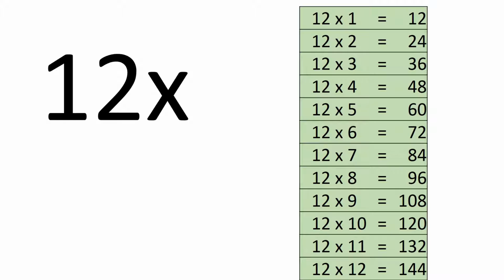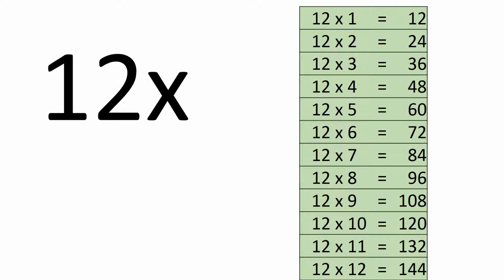And an even dozen for our last number, number 12. 12 times 1 is 12. 12 times 2 is 24. 12 times 3 is 36. 12 times 4 is 48. 12 times 5 is 60. 12 times 6 is 72.